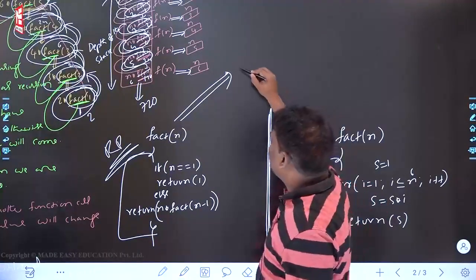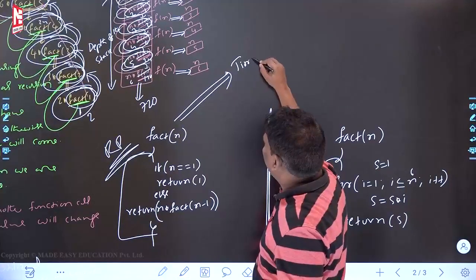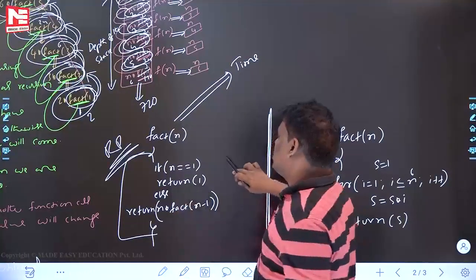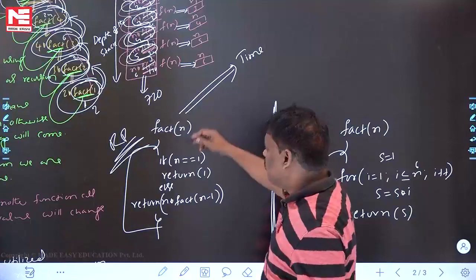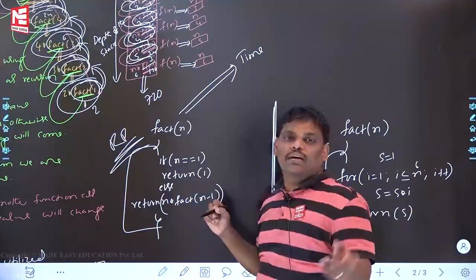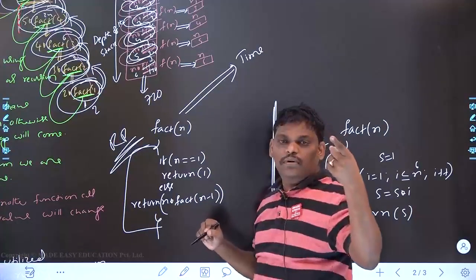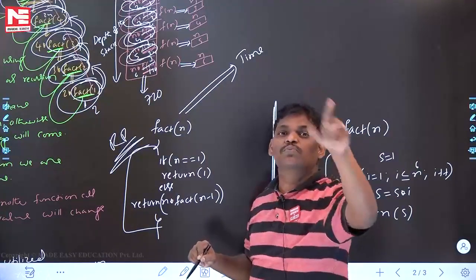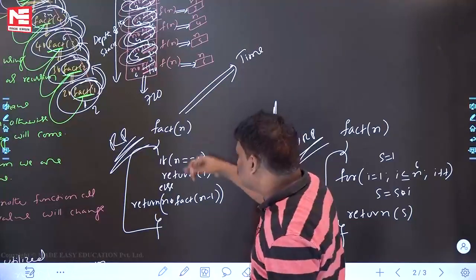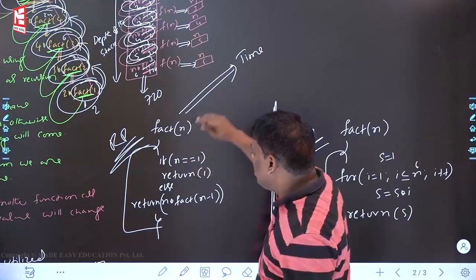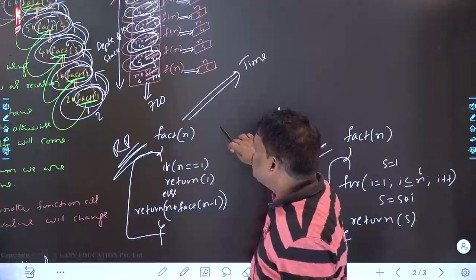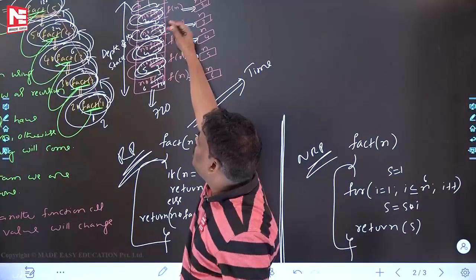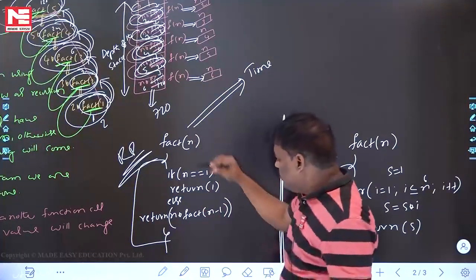What is the time complexity for this recursive program? You only say, whenever time complexity means, you know very well, how many times you called. Time complexity means loops only. Can you help me now? Whenever this recursion is going on, how many times does it call itself? See this one. 6 calls 5, 5 calls 4, 4 calls 3 and so on.